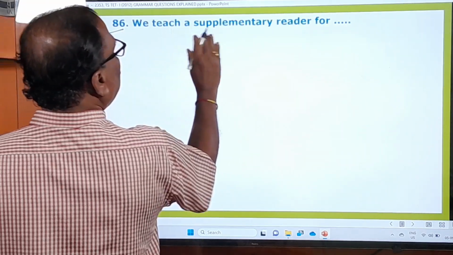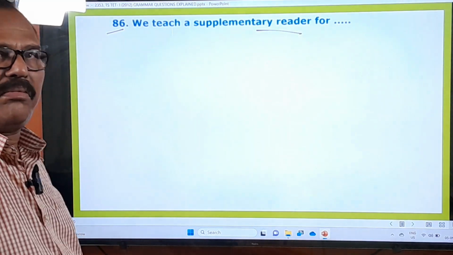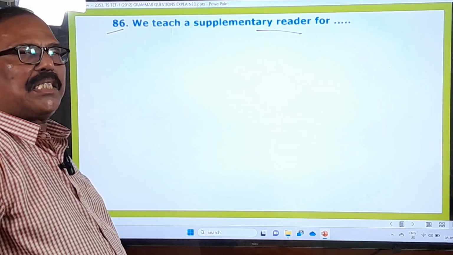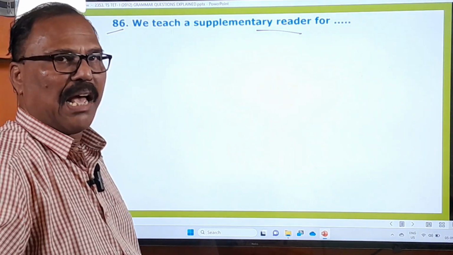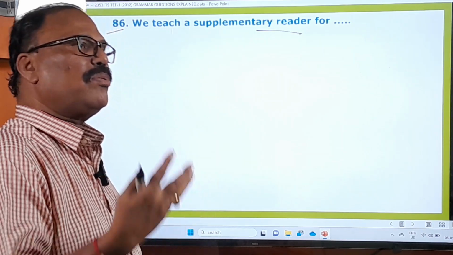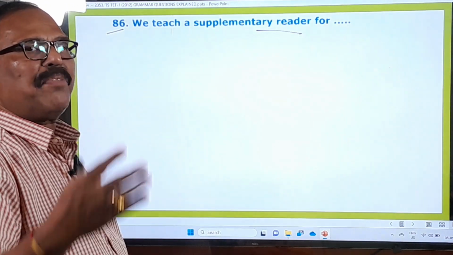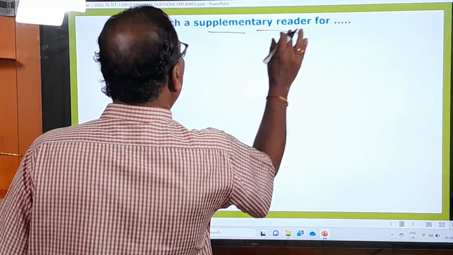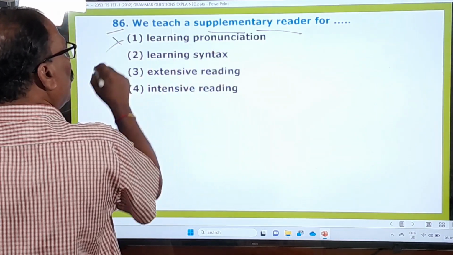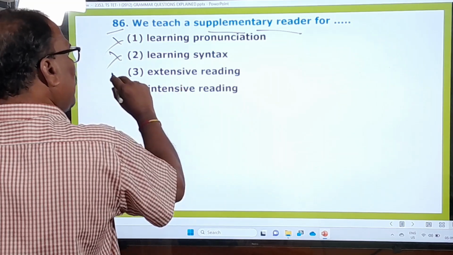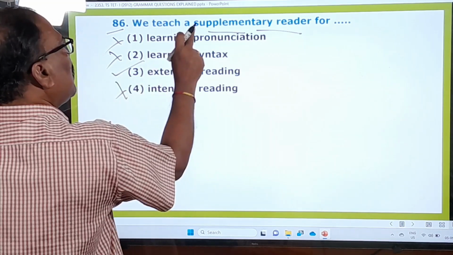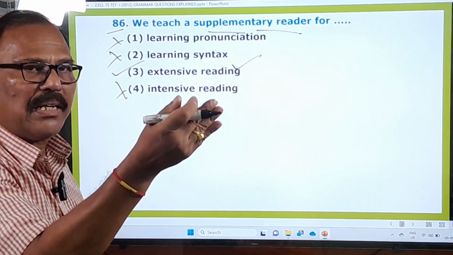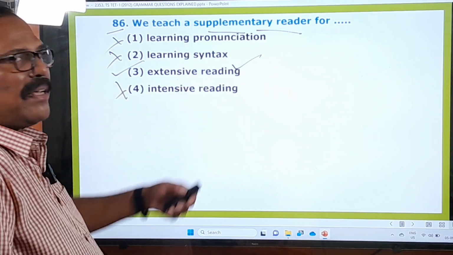The 86th question. We teach a supplementary reader. You know very well about these supplementary readers. I don't know whether nowadays students have a supplementary reader or not, but in those days we used to have a supplementary reader apart from the main textbook. What is the purpose of the supplementary reader? Is it meant for learning pronunciation? No. Learning syntax? No. Extensive reading? Yes. And intensive reading? No. So the supplementary reader is meant only for extensive reading, extra learning of language.